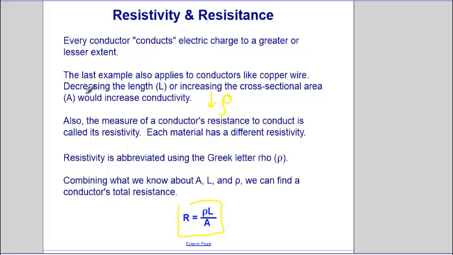Let's switch colors. Also, the measure of the conductor's resistance to conduct is called resistivity. Each material has a different resistivity. Again, it's represented with the letter rho. Combining what we know, area, length, and resistivity, we can find the total resistance. And again, just to show you, this is the equation we defined. So we'll carry that forward and use it.